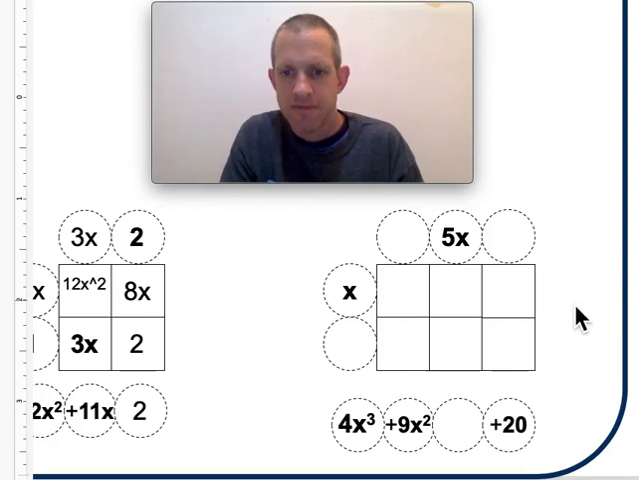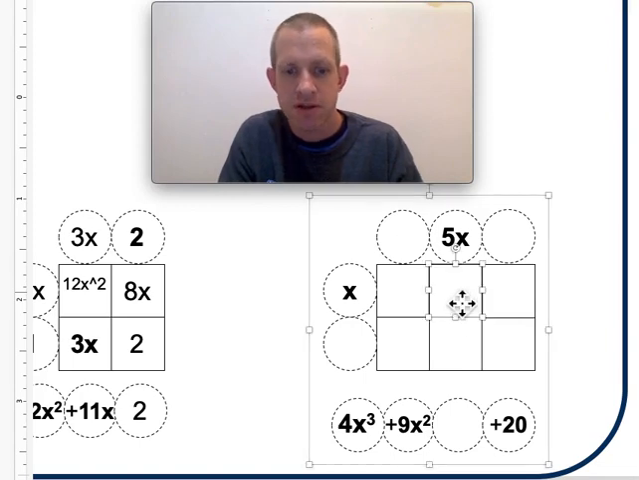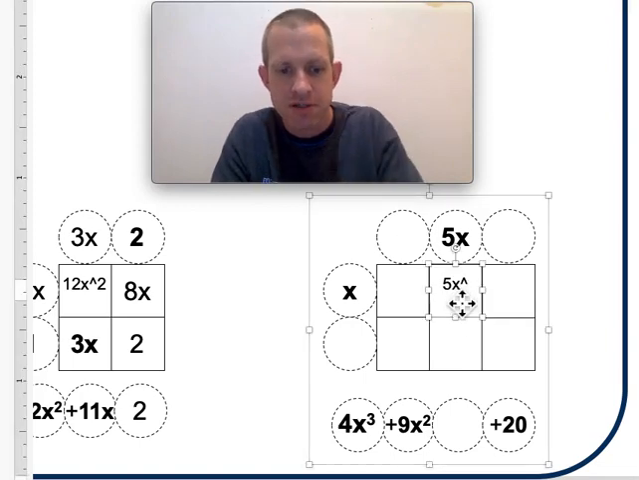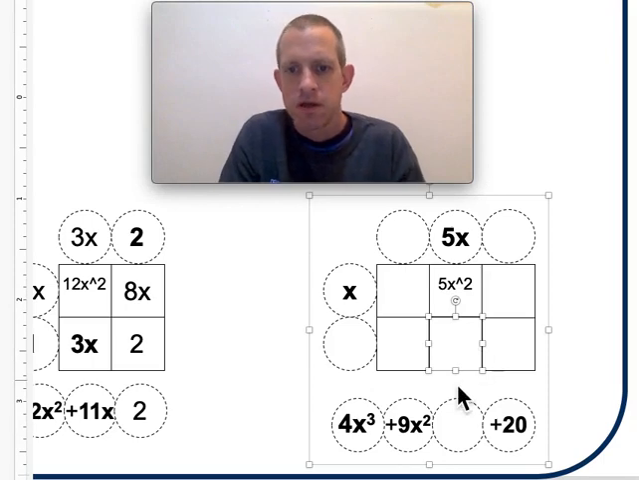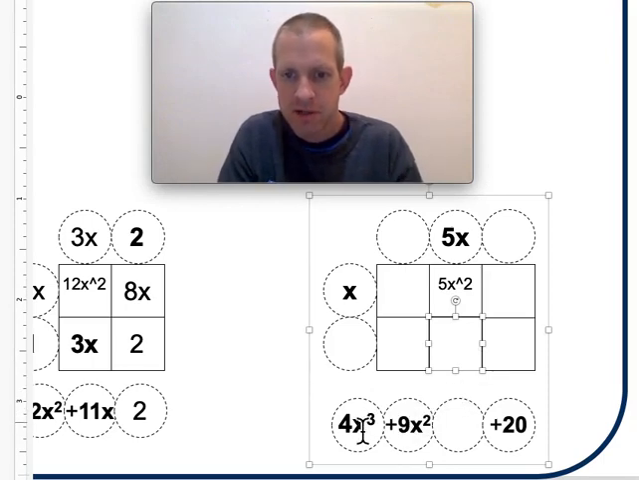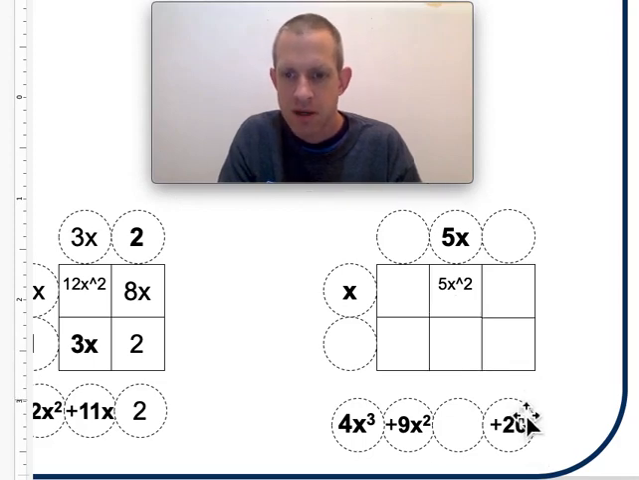All right. First thing I see is I got two things on the outside, which means I can multiply them together to get this box. So let me write that in a moment, 5x squared. And that's about it for that line of thinking. But I do have quite a bit of the answer here, and I know that the diagonals have to add together to give me that. So let's go with that sort of thinking.